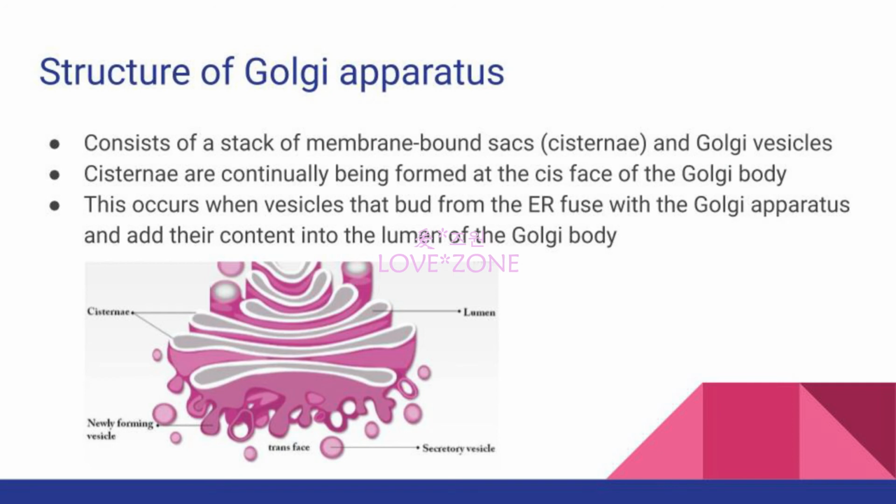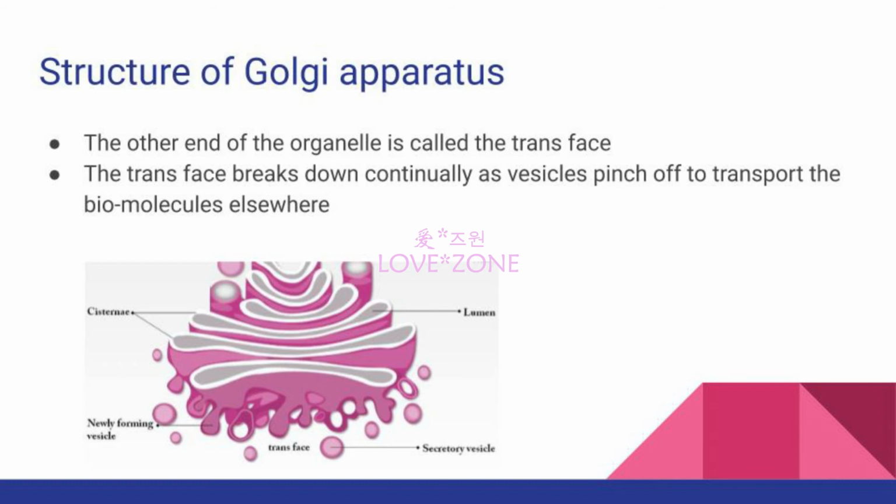The Golgi apparatus, also known as the Golgi body, consists of a stack of membrane-bound sacs called cisternae and Golgi vesicles. Cisternae are continually being formed at the cis face of the Golgi body. This occurs when vesicles that bud from the endoplasmic reticulum fuse with the Golgi apparatus and add their content into the lumen of the Golgi body. The other end of the Golgi apparatus is called the trans face. It breaks down continually as vesicles pinch off to transport the biomolecules elsewhere.